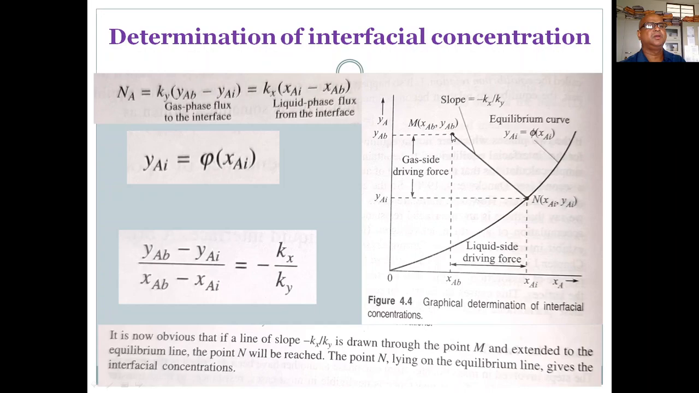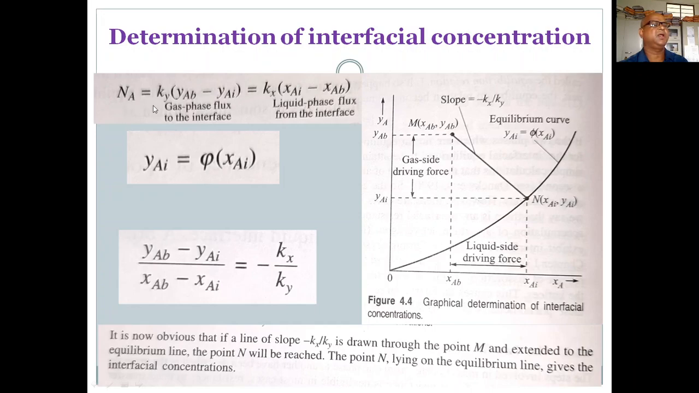Okay, because I told that these are the bulk concentrations, that generally can be measured, and I have this equilibrium curve for this system, and generally for a particular system you can develop this equilibrium. But I don't know what the interfacial concentration is, YAI, XAI.